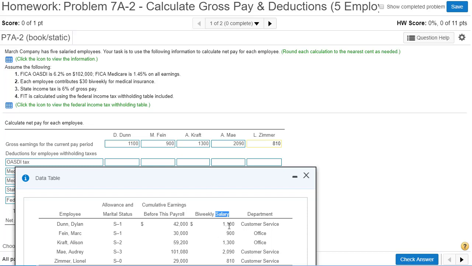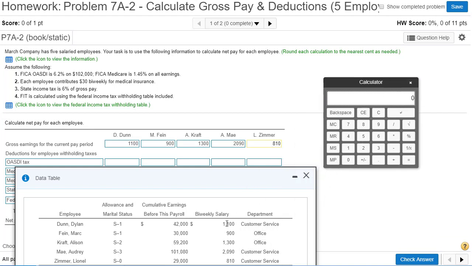So we're just going to take their salary, their gross pay, times 6.2%. Let me get my calculator. So for Dunn, we're going to take 1,100 times 0.062, which gives us a $68.20 deduction for his OASDI. For Fine, we're going to take 900 times 0.062, which gives us 55.80.